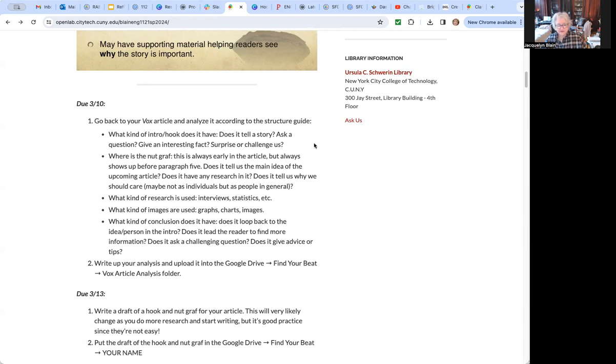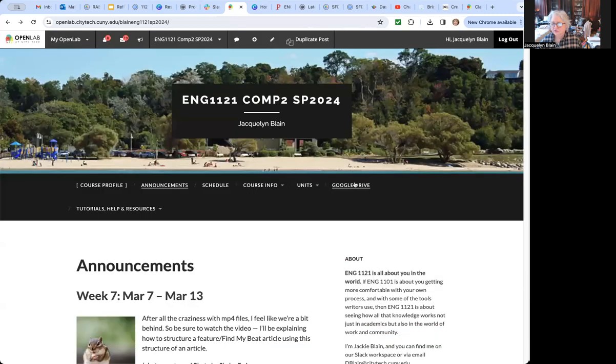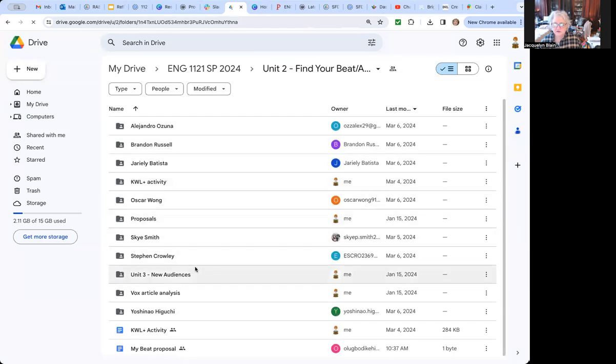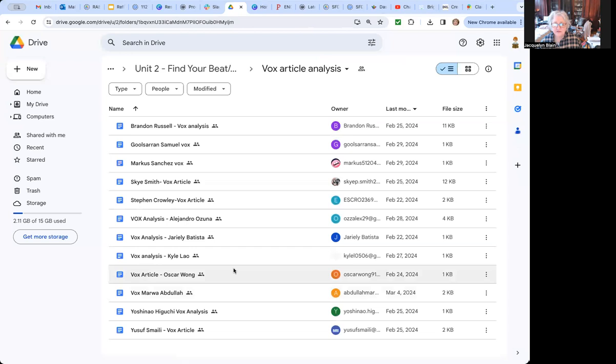Write all these answers up, and then go to the Google Drive, the Find Your Beat folder, and then the Vox analysis folder, and drop that doc in there. Or, the easy way is just to go to the drive, go to here and here, and then just do like you did before. Okay, so this is a structure analysis. This is the place to put it.